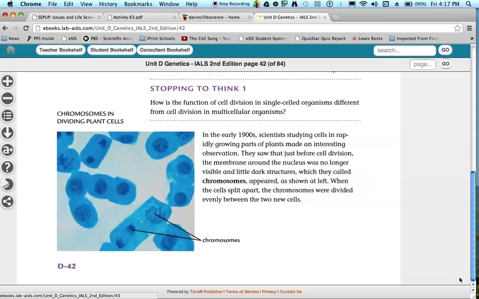In the early 1900s, scientists studying cells in rapidly growing parts of a plant made an interesting observation. They saw that just before cell division, the membrane around the nucleus was no longer visible, and little dark structures, which they called chromosomes, appeared as shown at left. When the cells split apart, the chromosomes were divided evenly between the two new cells.